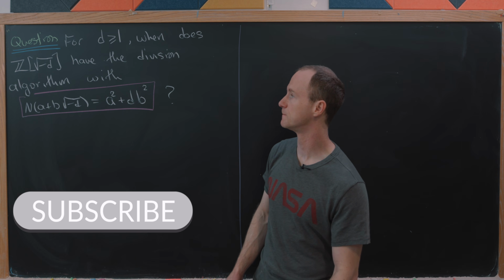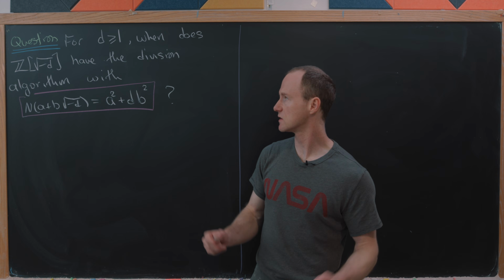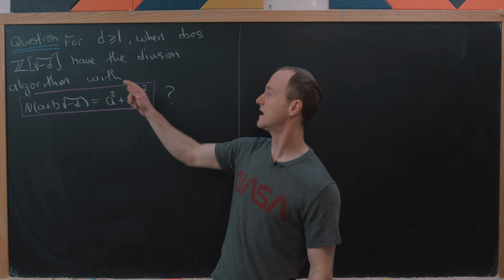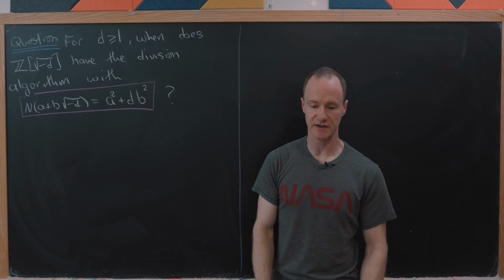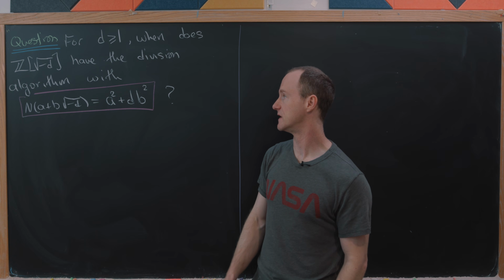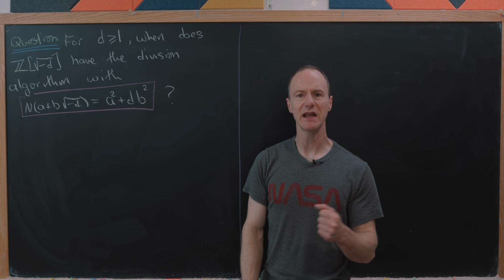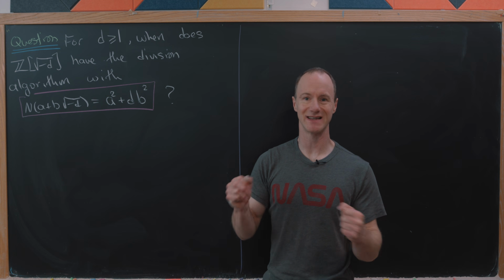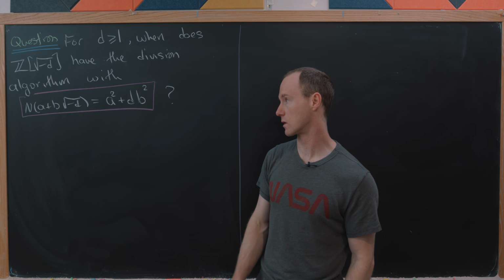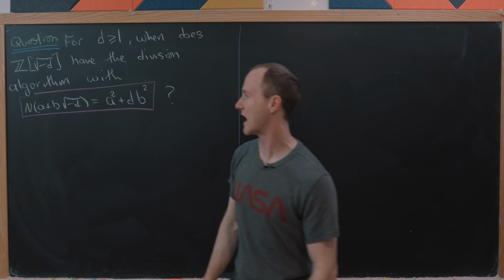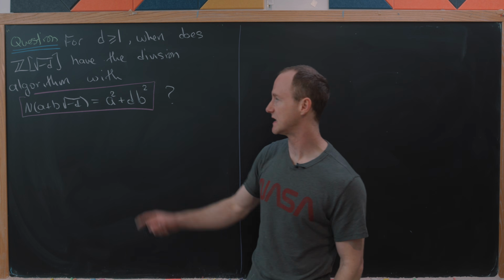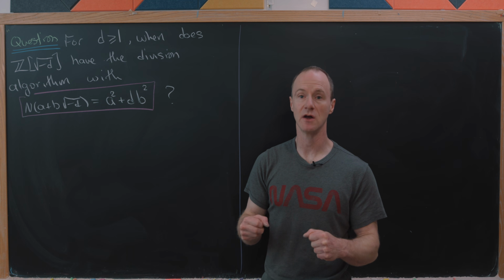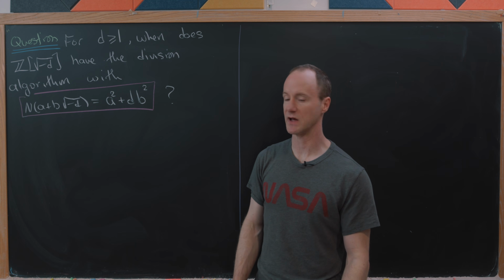Okay, so now I'd like to look at the following question. If we've got a natural number d, when does this extension Z adjoining the square root of minus d have the division algorithm? And I'm going to impose the condition that the division algorithm is occurring with the standard Euclidean norm. And that is that the norm of a plus b times the square root of minus d is a squared plus d times b squared. So that's the norm that it's inheriting from being within the complex plane.